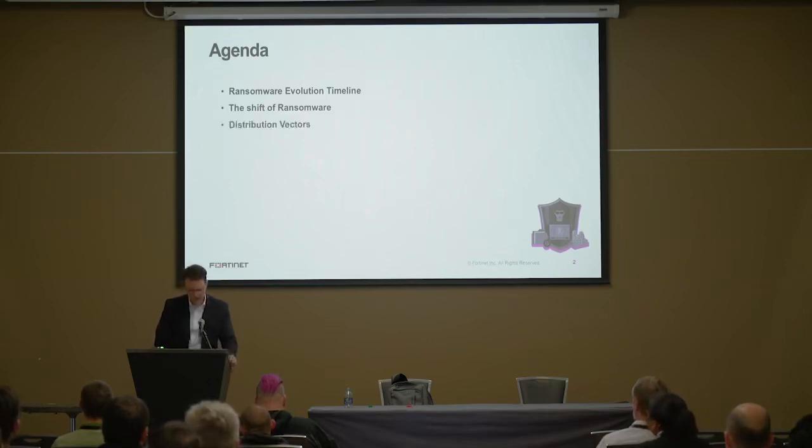Then we're going to be talking a little bit about the distribution vectors that are being leveraged by ransomware. 30 years ago, it started out very different than it is today. Now we have 4 or 5 main delivery methods. Some of them are way scarier than others. Some of them don't even require any interaction from the user for the payload to be triggered, which is very scary.